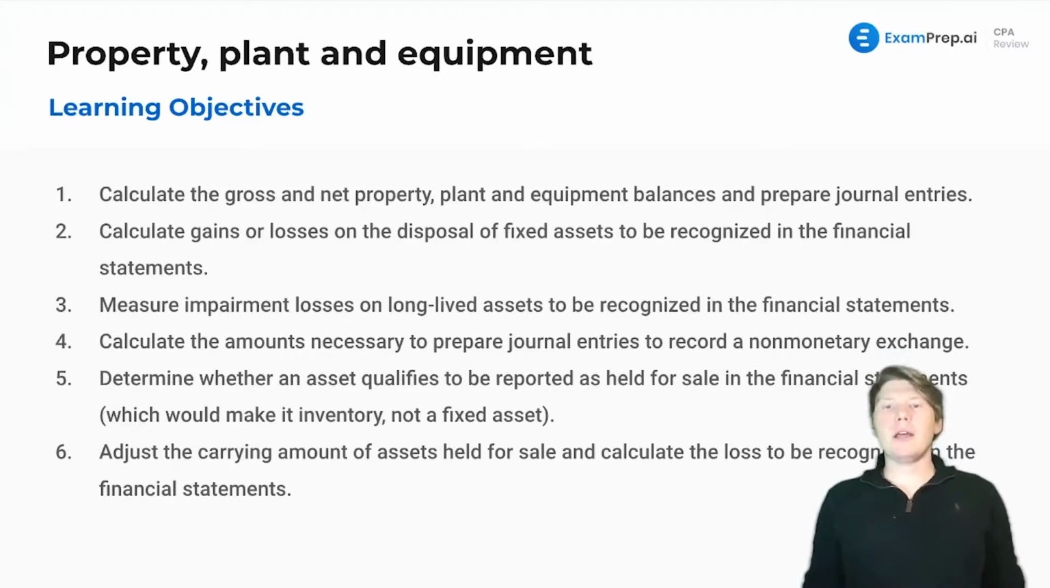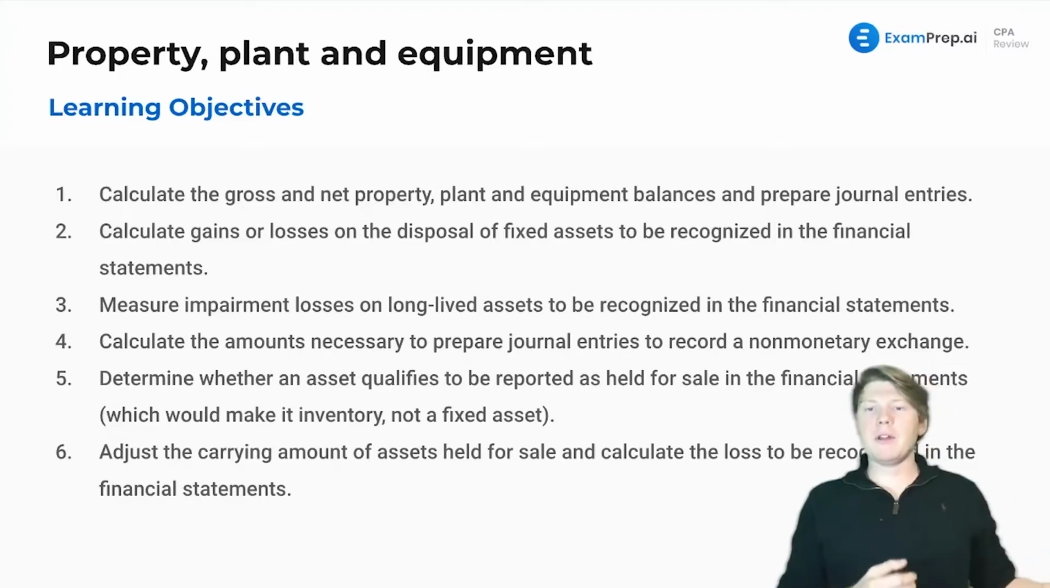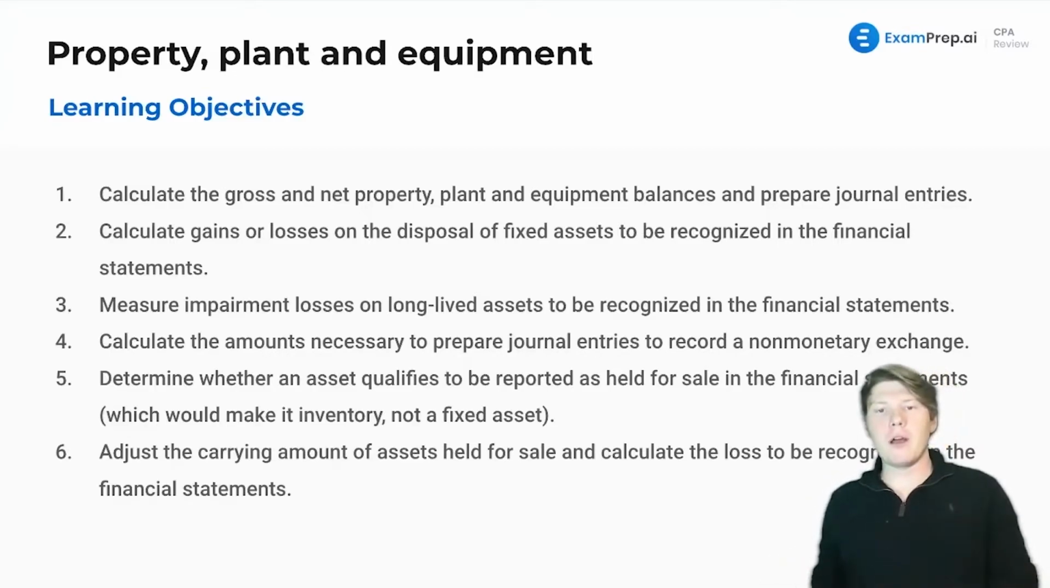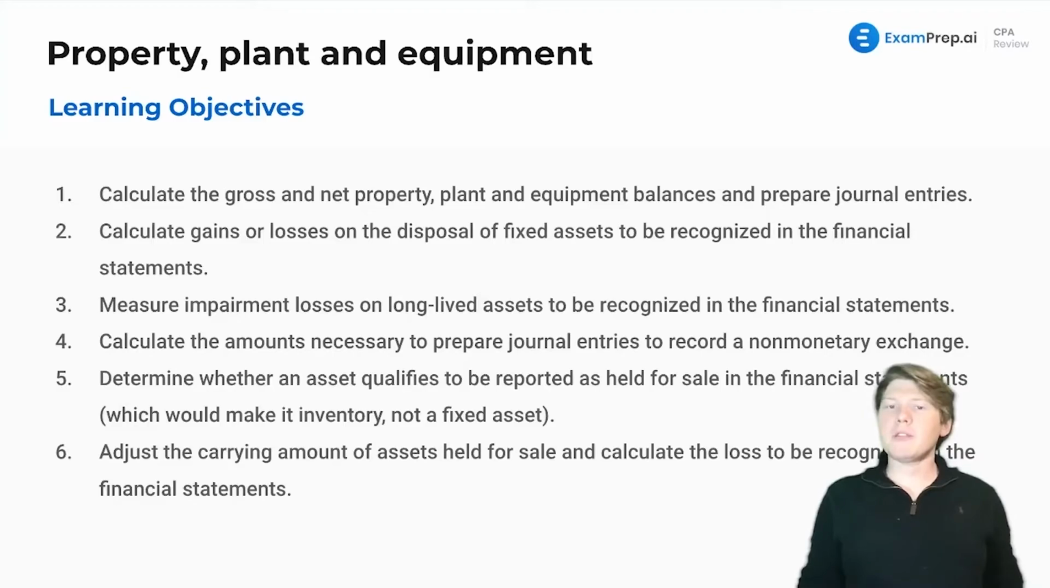We want to calculate gains and losses on the disposal of fixed assets that are going to be recognized in the financial statements. So you debit loss when you have a loss, just like you debit an expense. You debit a discount on a bond. You credit revenue. You credit a gain, and you credit a premium on a bond. Those are ones that you might not be as familiar with. So definitely get familiar with those accounts, right?